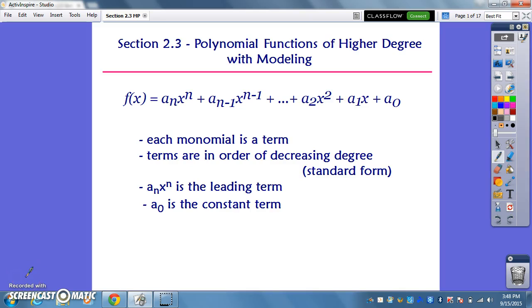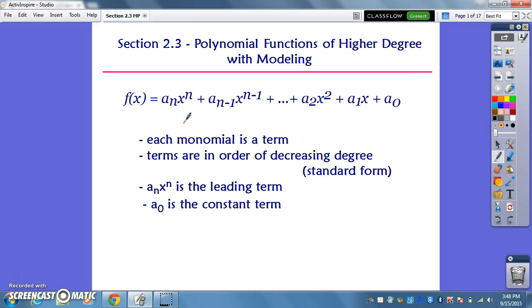Section 2.3 is polynomial functions of higher degree with modeling. In Section 2.1, we talked through some linear and quadratic functions in modeling. This section deals with those polynomials as well as some others of higher degree. This first f of x equals equation is showing you just the basic form for a polynomial.